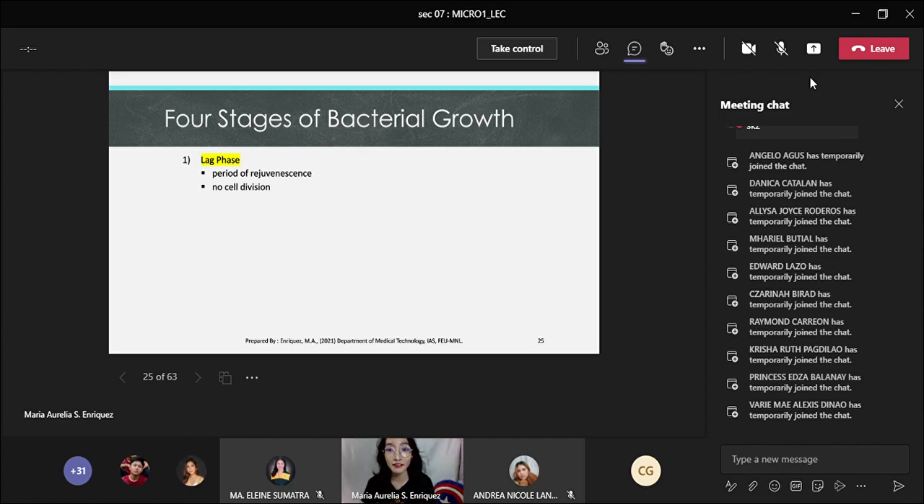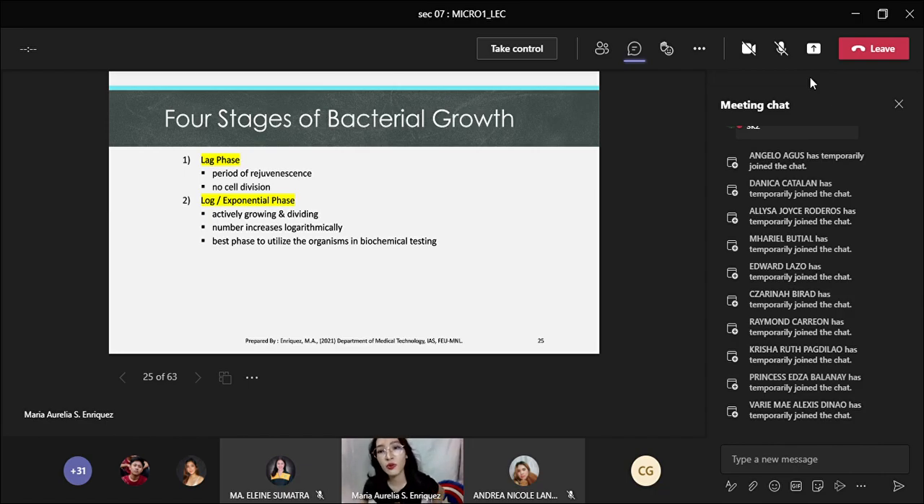Now, while in the lag phase, the bacterial cells only begin biosynthesis, but there is still no change in their cell mass, cell size, or cell number. Second is the log phase or logarithmic phase or exponential phase.